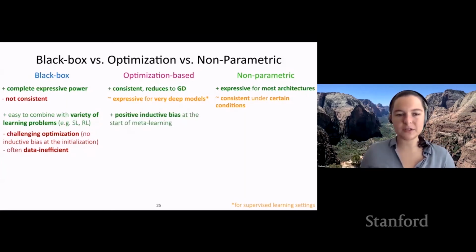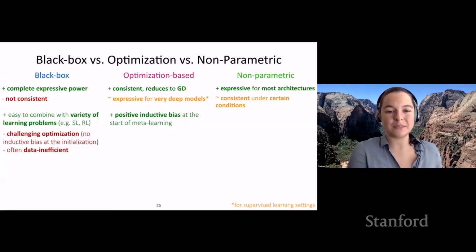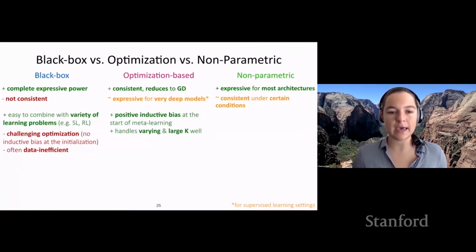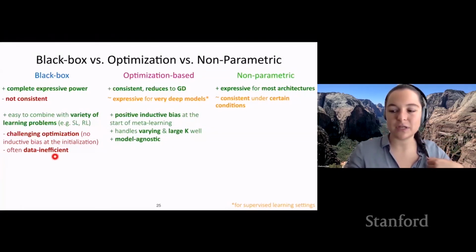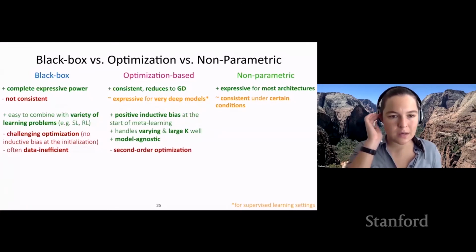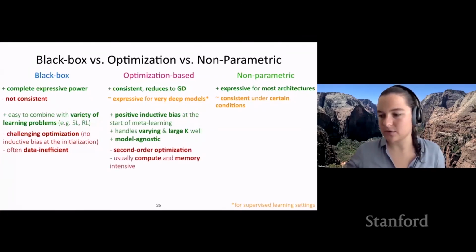Okay, for optimization-based methods, we get a positive inductive bias at the start of meta learning because we are embedding an optimization into the meta learner. It also handles varying K and large K well, because you can simply average the gradient across varying numbers of shots. And it's model agnostic in the sense that you don't have to design a particular architecture like you do in a black box method. The downside is that it requires a second order optimization, which can require more compute and memory.